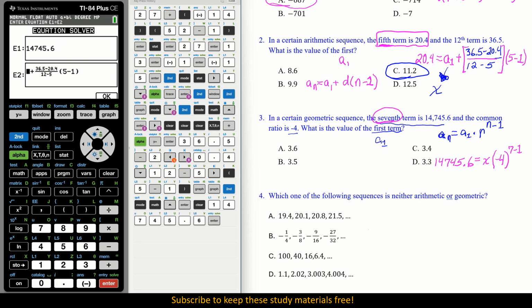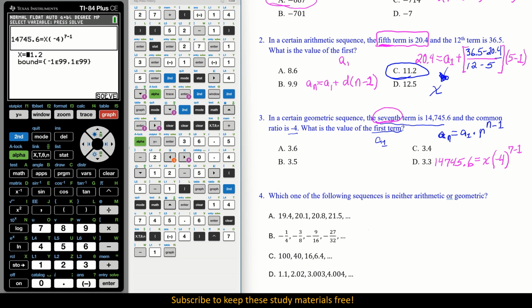14745.6. Push enter. Okay, clear everything out. We have x, parentheses, minus 4, close your parentheses, and I'm going to carry it up and say 7 minus 1, okay? So we push where it says graph. Remember, we have to push it twice, once it says, now you can solve. Notice our prior answers in there, okay? And push graph again. And that gives us the value of A, which is correct.